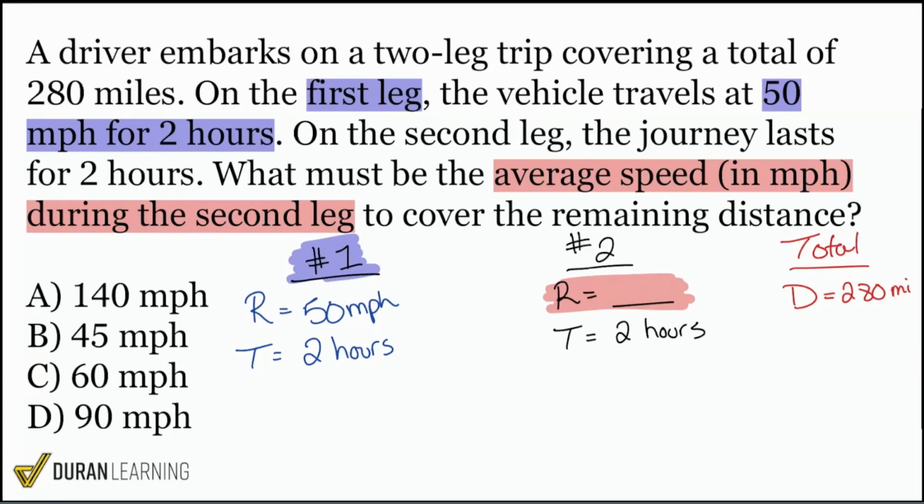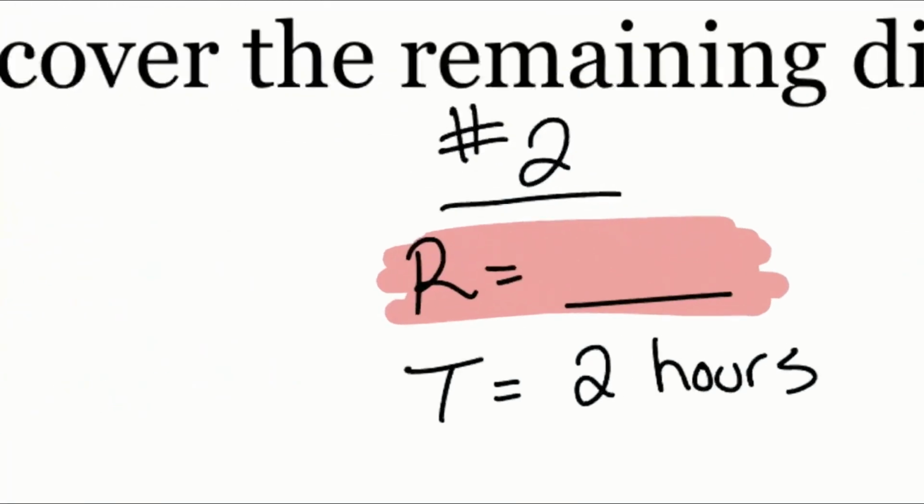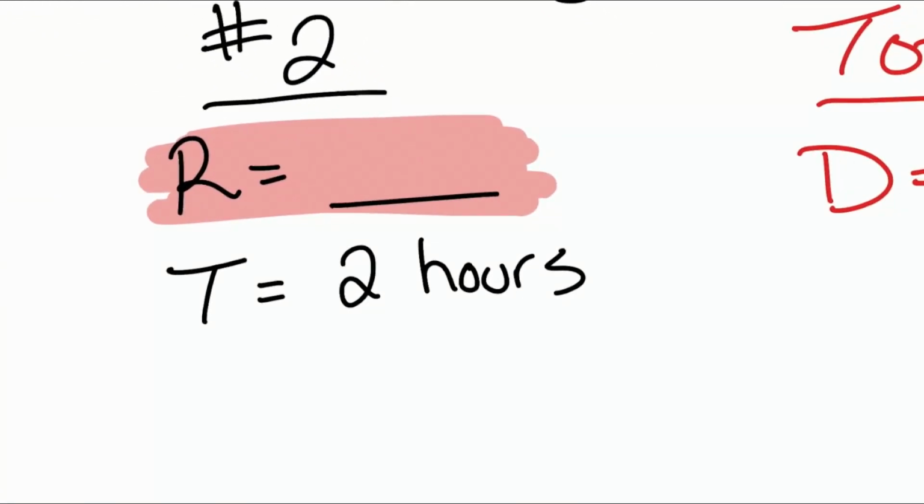Remember, it always comes down to the question sentence. What we care about is the speed, which is the rate, for the second leg. So this is truly what I care about. That's what I'm going to hone in on. Now, everybody, check me out. Look at what I'm doing here. I only care about the rate for the second leg.